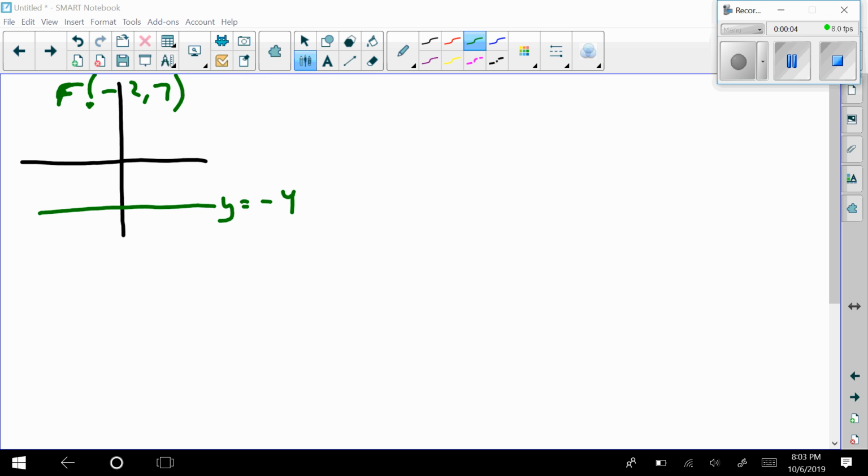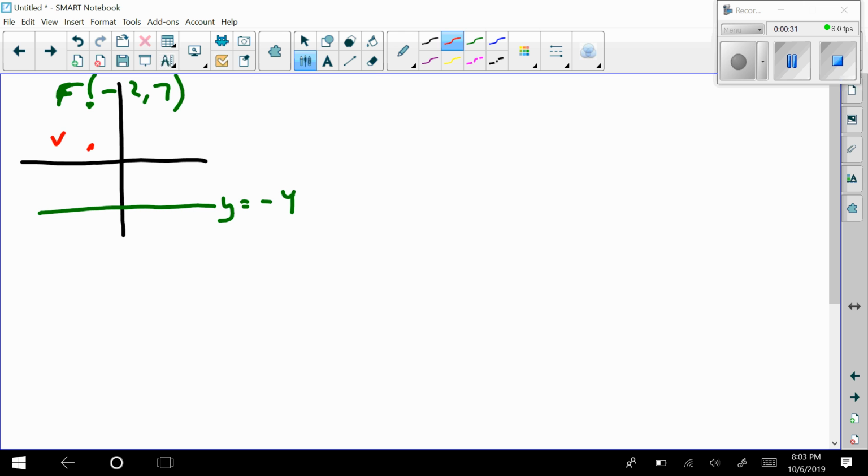We're going to find the equation of the parabola that has a focus of (-2, 7) and a directrix at y = -4. First thing to do is figure out which way the parabola is going and where the vertex is. Since the focus is at (-2, 7) and the directrix is at y = -4, I know that the vertex has to be right in the middle, somewhere in here.